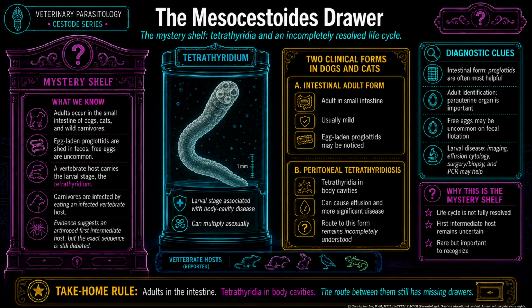Tetrathyridia may occur in body cavities or organs, and can multiply asexually, helping explain severe peritoneal and occasionally pleural disease. Keep the morphology clean: 4 suckers, no rostellum, and no hooks. The complete life cycle remains incompletely resolved, and the first intermediate host is uncertain. Mesocestoides is the drawer that files a missing person report on its own first host.